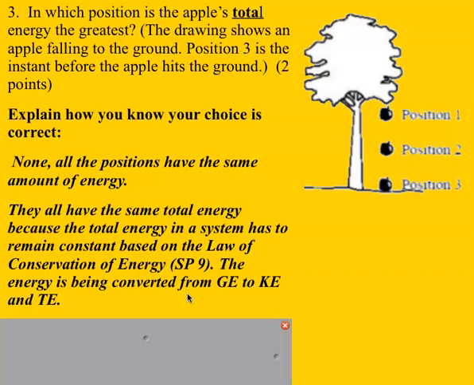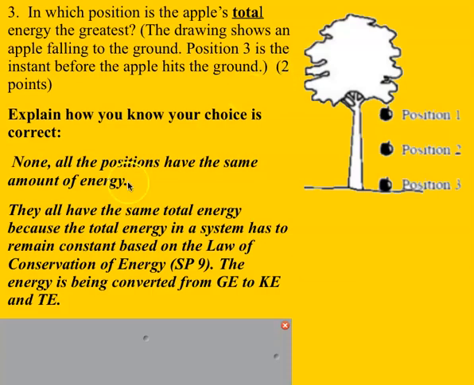The energy is converting from GE to KE and thermal energy. On the way down, it's not going back and forth. It's just going GE to KE and it's picking up some thermal energy. But the amount of energy stays constant. Energy cannot be created. It cannot be destroyed. So I'm looking for an answer like none of them, or all of them have the same amount of energy, and then you get credit. Again, it's 2 points. You have to tell me that none of them have the most or all of them have the same amount, and you have to have an explanation. So whenever you see 2 points, I'm looking for 2 parts to the answer.